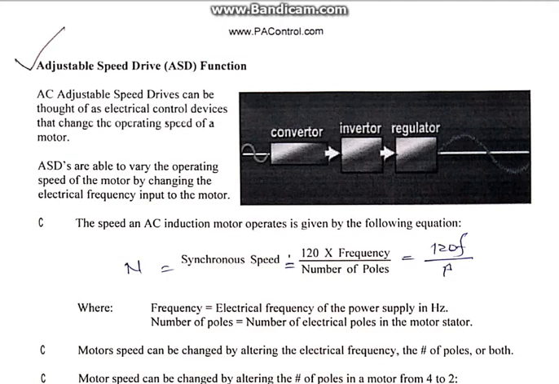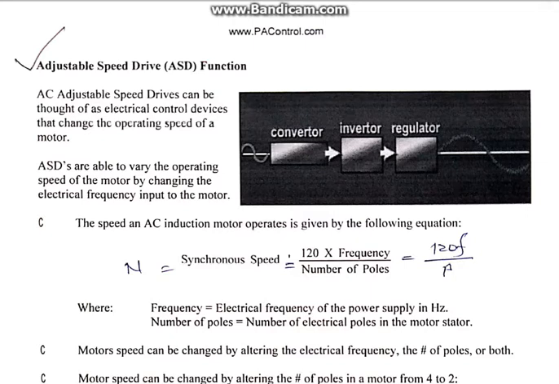In the last video we saw the difference between AC drive and DC drive. One more drive is the adjustable speed drive. The block schematic of the adjustable speed drive is as shown in the figure. It consists of a converter, inverter, regulator, and last one is the AC motor.